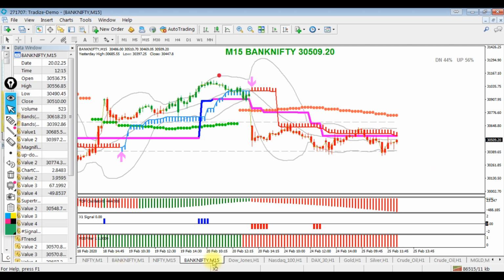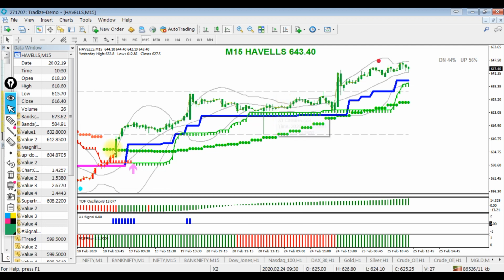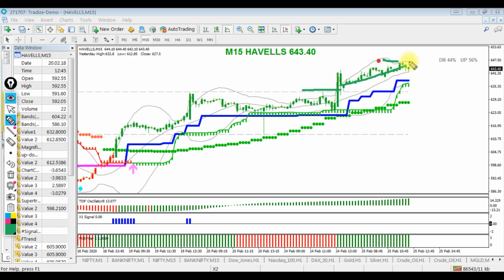First stock is Havells. See, in yesterday's video, we very clearly told that if yesterday's high is broken, it will go to 645, and today it went up to 646. This stock is outperforming. There is no selling pressure here. I think there is some news which is not coming into the market. There may be some good news which is not known by retail traders. So probably it will go to 650, 655.